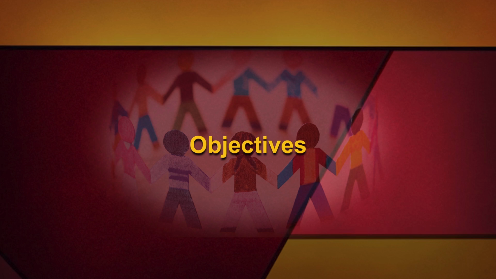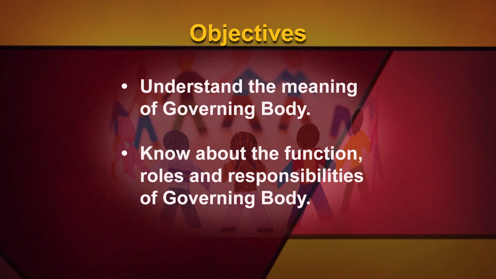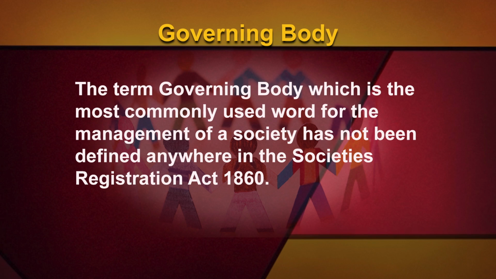Objectives. On completion of this lesson, you should be able to understand the meaning of governing body and know about the function, roles and responsibilities of governing body. Governing body. The term governing body, which is the most commonly used word for the management of a society, has not been defined anywhere in the Societies Registration Act 1860.